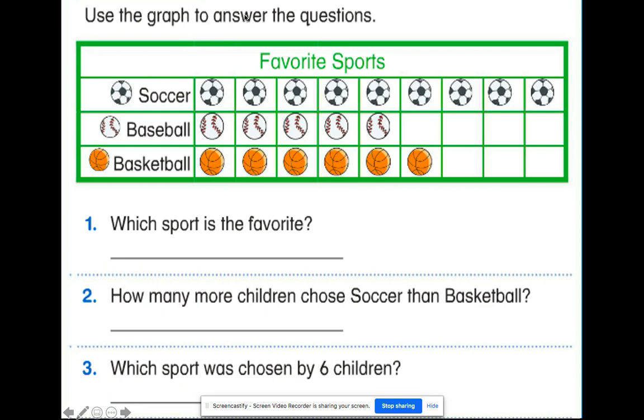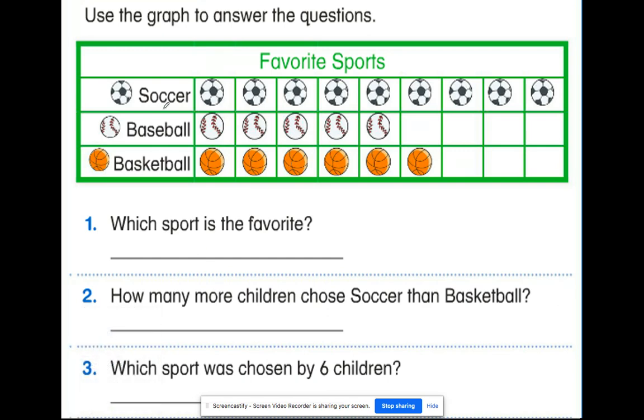Let's do some example problems together. So this is a new graph. Looking inside this green graph here, it's all about, look at the title, favorite sports. So let's look at the different categories that are in our favorite sports. We have soccer, baseball, and basketball. So now let's take a minute before we even go to our questions to make sure we understand our graph.